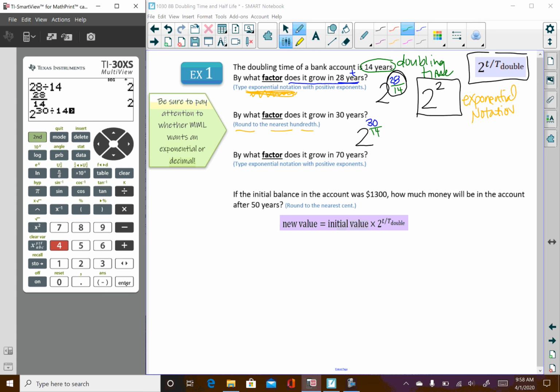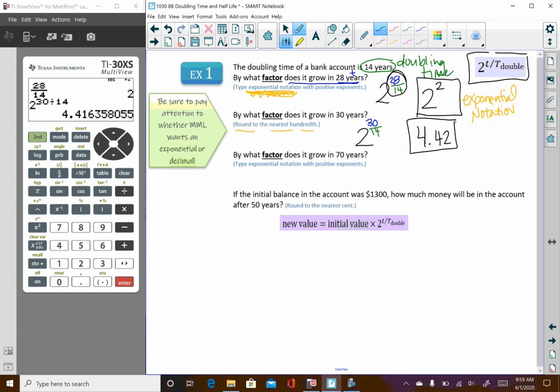But you can use the fraction button. So it would be 4... for the nearest hundredth, we would round that to 4.42. So that's growing by a factor of 4.42. If you had typed it in with a fraction as your exponent, you would get exactly that same answer, if you prefer a fraction like this.